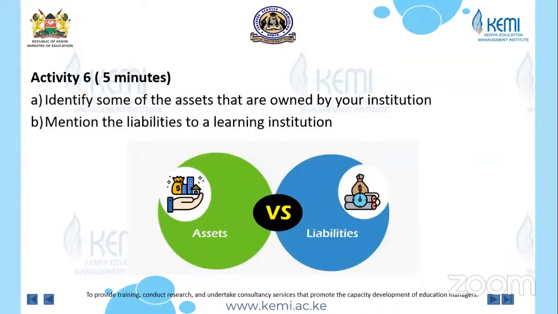What about the liabilities of a learning institution? Thank you, members, for that active participation on part A. Those are some of the assets that our institutions own. What are some of the liabilities? Just like Madam Nancy is putting across. So we have the loans, creditors, liabilities, electricity bills, debtors, bank loans, water bills, bills payment, loans, overheads, the food bills, the watchman bills. I think that is good feedback.